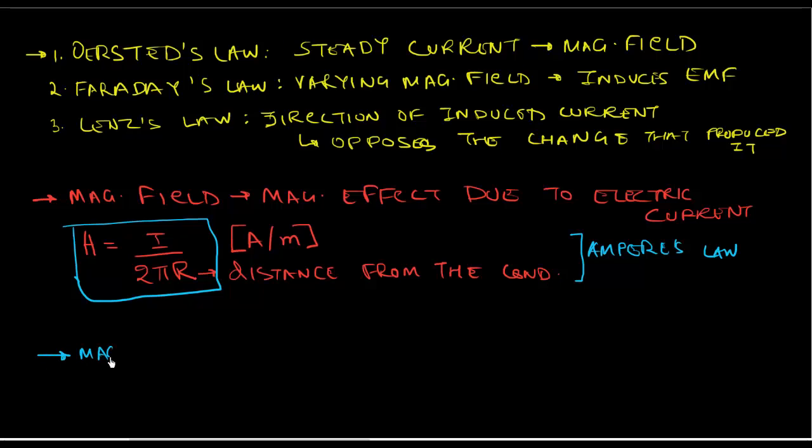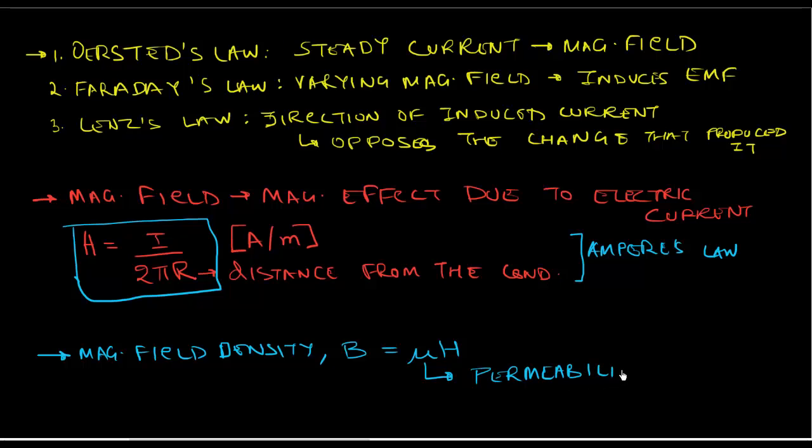A concept similar to magnetic field is magnetic field density, which is formulated as B is equal to mu times H. So it is very similar to the magnetic field, except there is a constant here, mu, which is the permeability. My spelling is horribly weak, so let me make sure I'm spelling this correctly. Permeability, yes. So it is the permeability of the medium in which we are measuring our magnetic field.